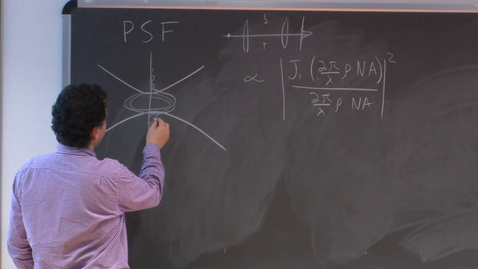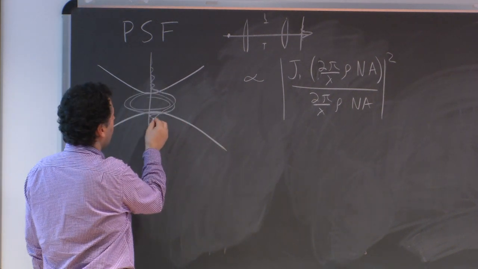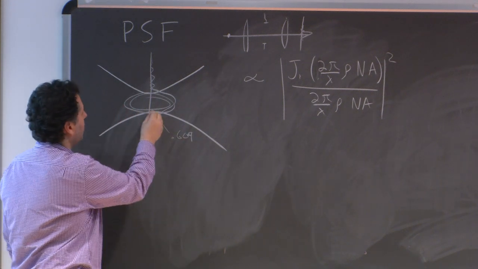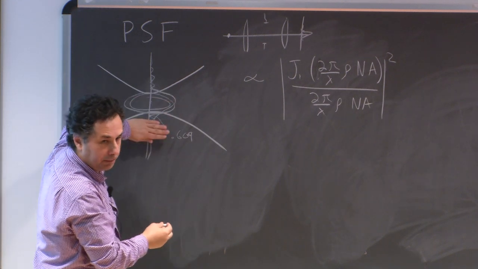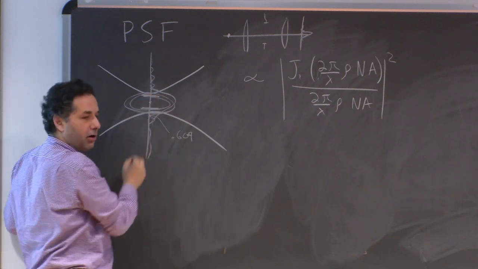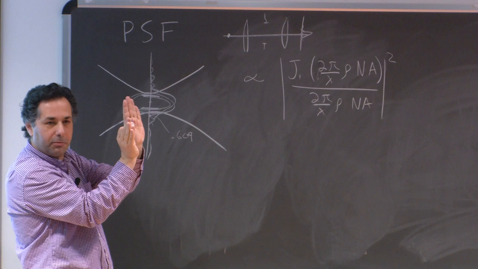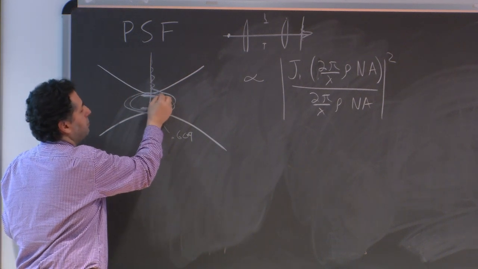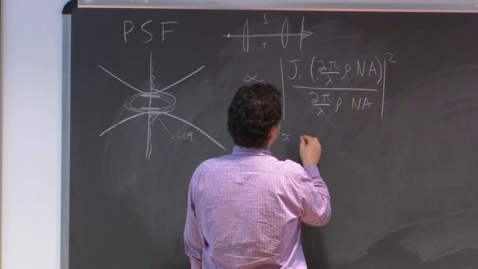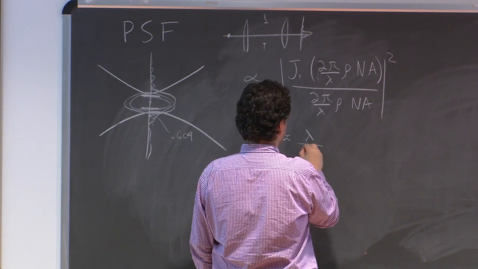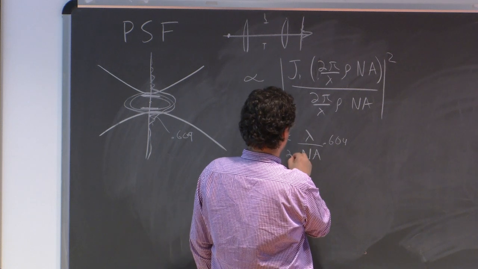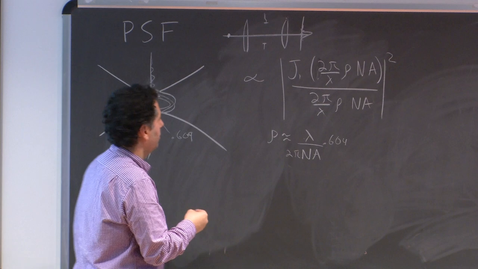And because the first zero happens when this argument is at the value of 0.609, that's the distance at which you could have two of these things superposed such that you can tell that there are two distributions. So I'm going to define half of that distance as the width of the point spread function, because then I could put another one right next to it, and they wouldn't overlap, and I can still distinguish it. So this is a definition of the width of this point spread function. So rho is about lambda divided by NA, and then there's this 0.609, and there's a 2 pi somewhere. Yep, so this is the width.